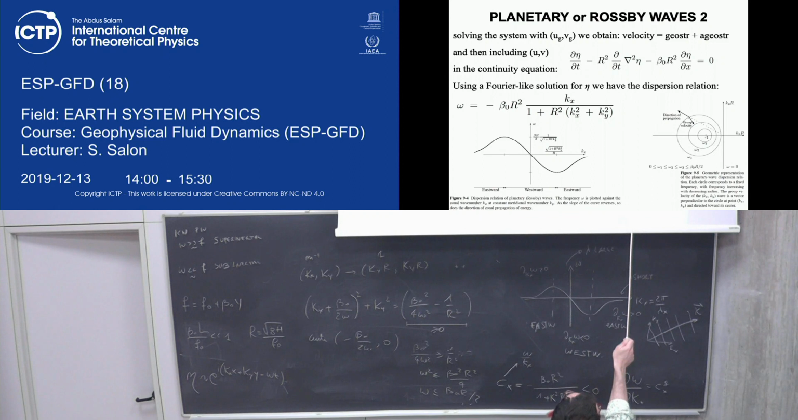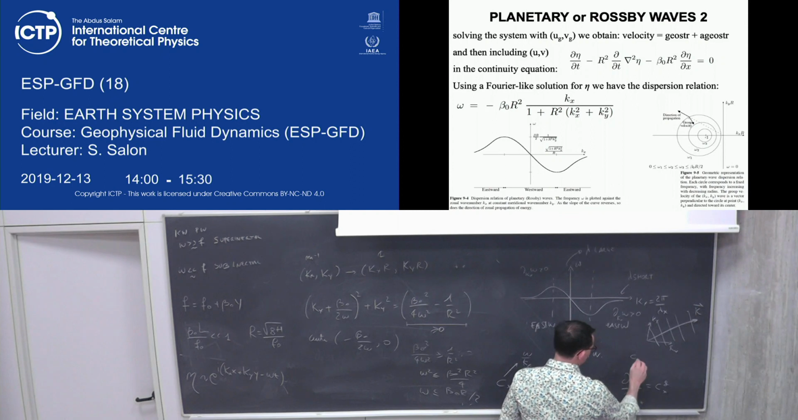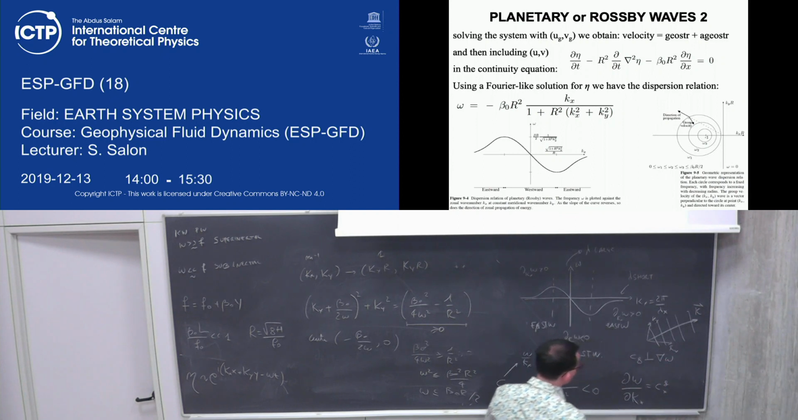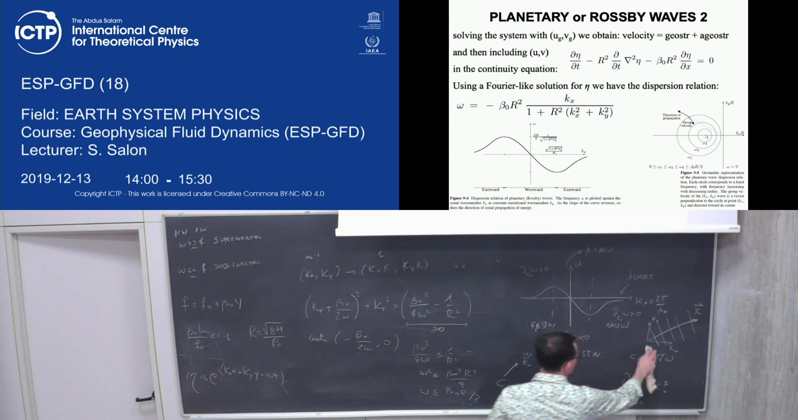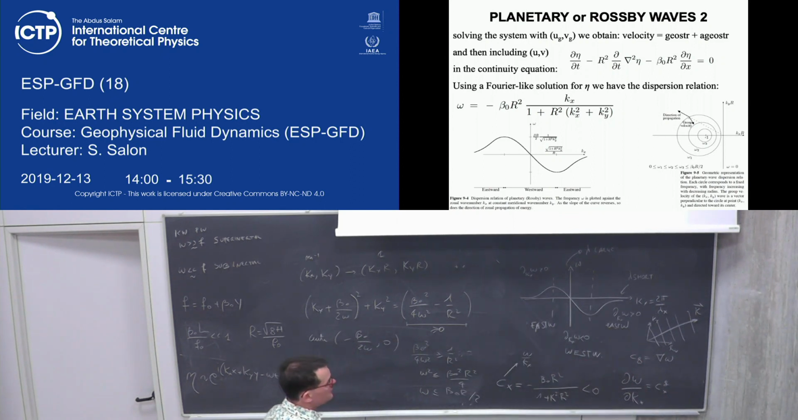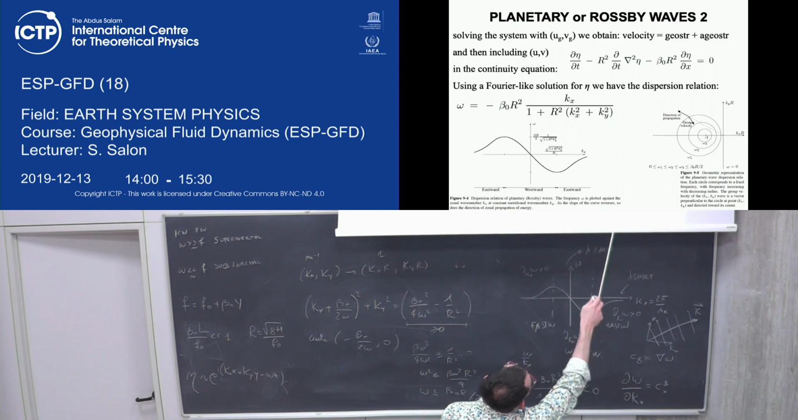And you can see that the group velocity Cg is always perpendicular to the gradient. Cg is equal to the gradient of the frequency. So it means that it will be perpendicular to the line of equal frequency, the isofrequency lines. Okay? So if it is perpendicular, of course, it will always go in this direction.